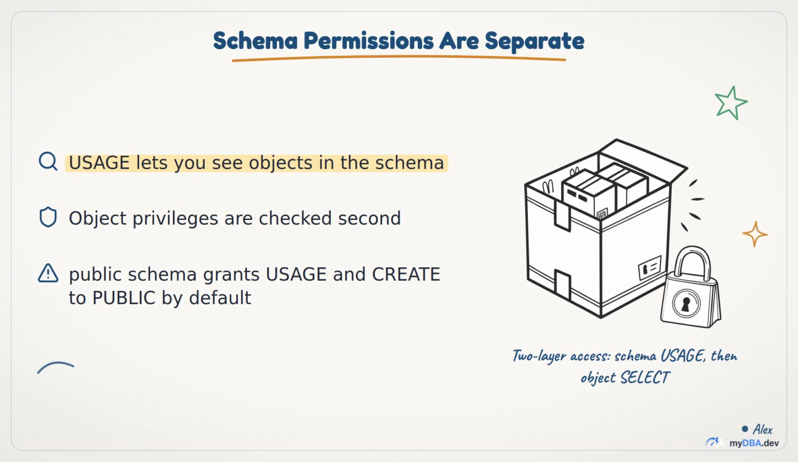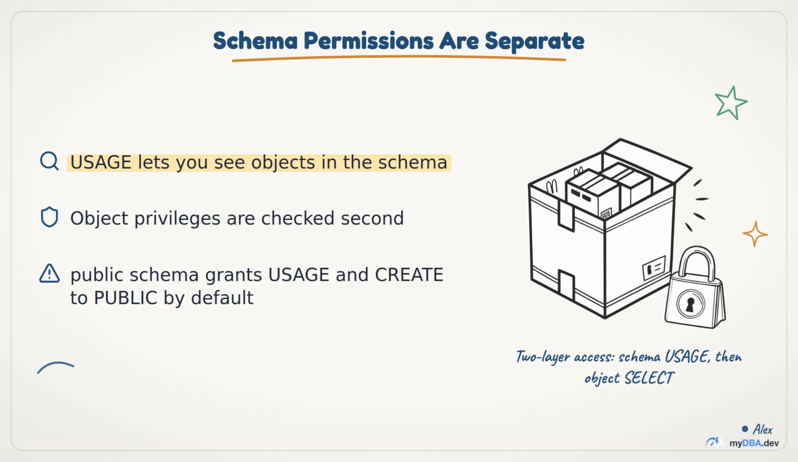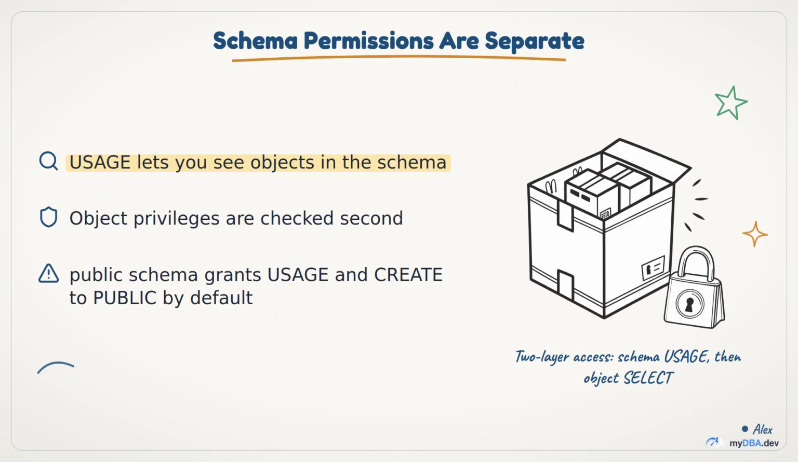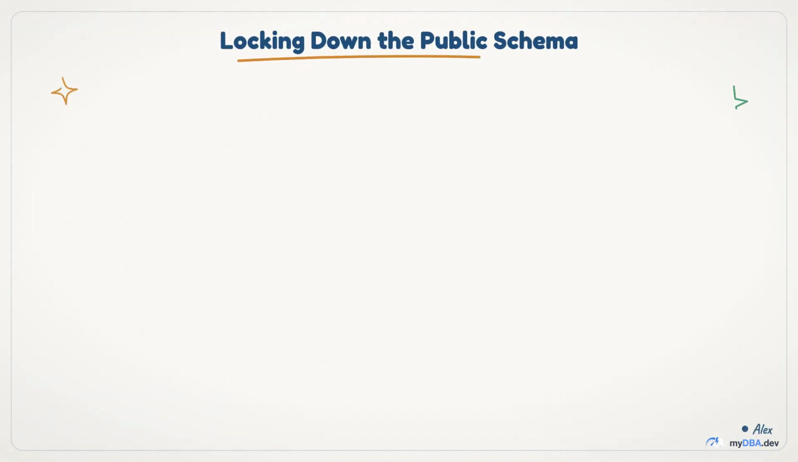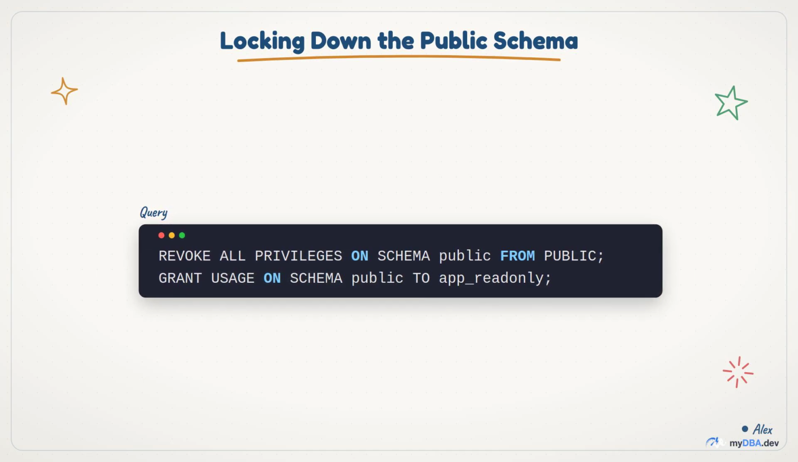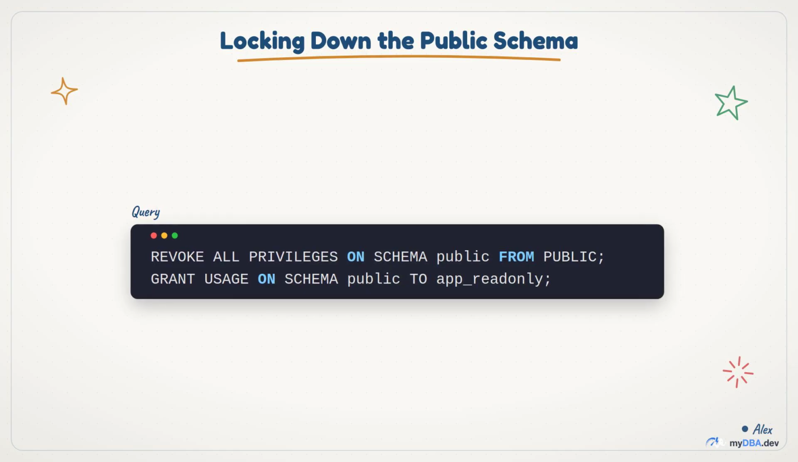technically have select. So what's the deal with the public schema? By default, the public schema grants USAGE and CREATE to PUBLIC. In production, you should revoke broad public access and grant schema permissions explicitly to the roles that need them. First line revokes all privileges on the public schema from public. Second line grants only usage to your app role. Now you control exactly who can do what.